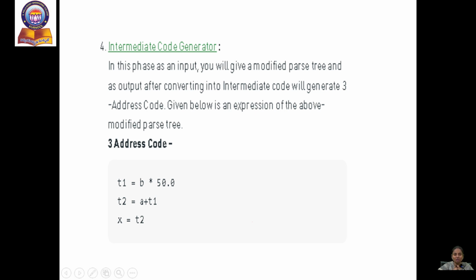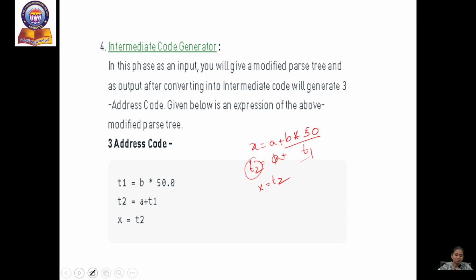Next, after checking the meaning of the constructed parse tree, it will be given to the intermediate code generator. Now the 3 address code will be generated for this statement, x is equal to a plus b into 50. So first t1 will be considered. In t1 the b into 50 will be stored, and t1 plus a will become t2, and the solution available in t2 will be directly stored in x is equal to t2. So like this the 3 address code will be generated.